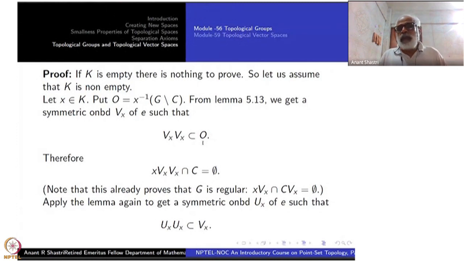If K is empty, there is nothing to prove, because I can always take K times V, and when K is empty that is just the empty set. Empty set intersection anything is empty, that's no problem. So let us assume that K is non-empty. Similarly, we can assume that C is non-empty. All right. So I start with x belonging to K. That is why I am justifying that K is non-empty. So take a point x inside K, and put O equal to x inverse of G minus C. C is closed, so G minus C is open, translated by x inverse. That is also open.